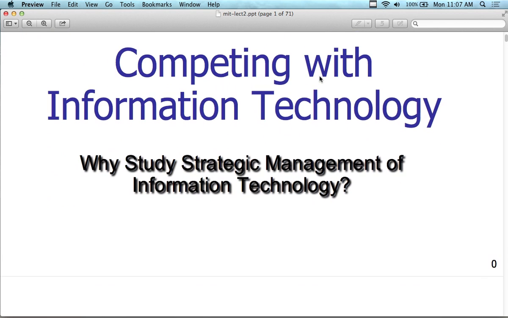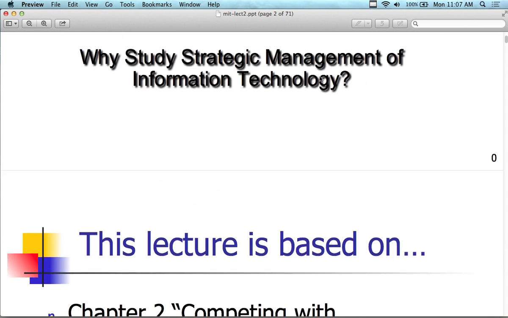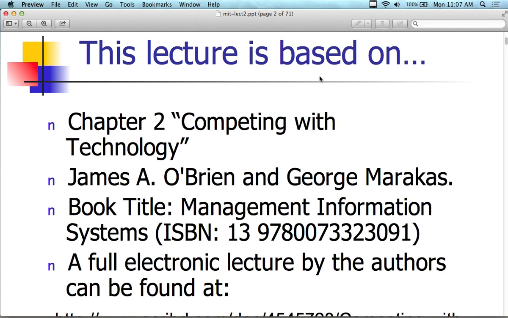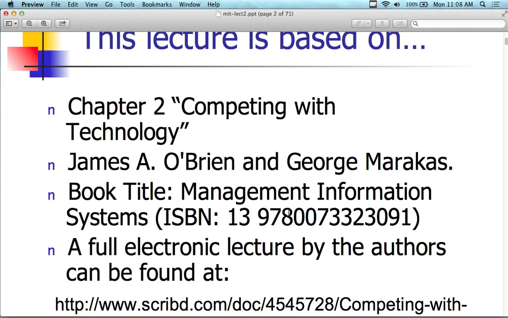So this lecture is on competing with information technology, and I'm going to skip through the first part of it. I'm going to show you a book here, and the lecture is based on this book. The book title is Management Information Systems, but it talks about competing with information technology, and the authors are James O'Brien and George Marakas, to give them credit for this information. And the ISBN is here.